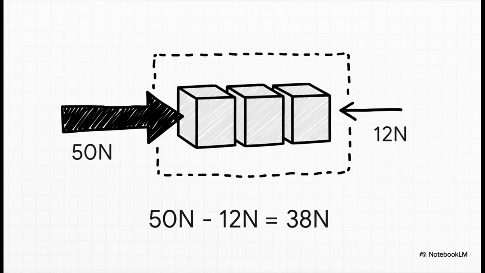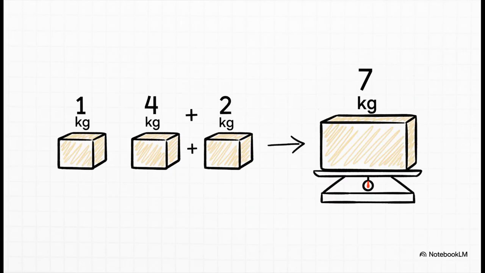The external forces are pretty clear: 50 newtons pushing to the right and 12 newtons pulling to the left. Since they're fighting each other, we just subtract them. That gives us a net, or overall, external force of 38 newtons pushing the whole system to the right. Step 2, even easier. We just add up the masses. 1 plus 4 plus 2, boom! A total system mass of 7 kilograms. See? Now we have our net force and our total mass. We're ready to find that acceleration.